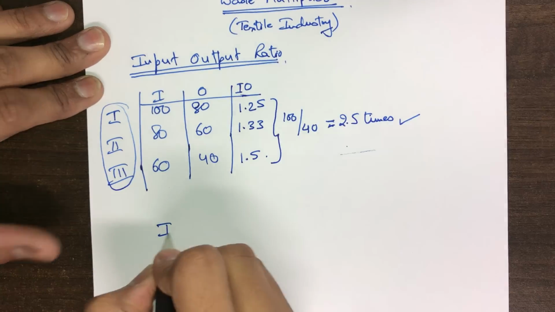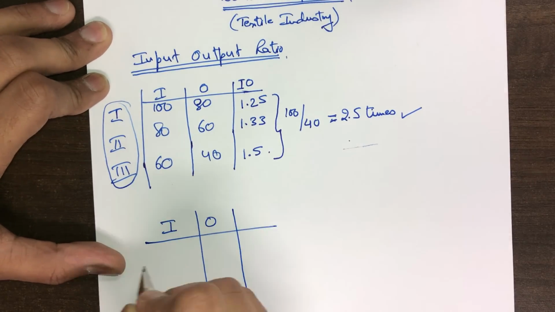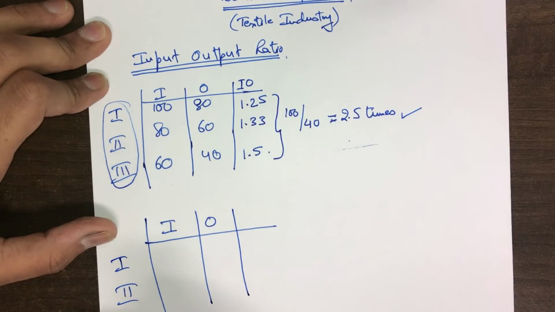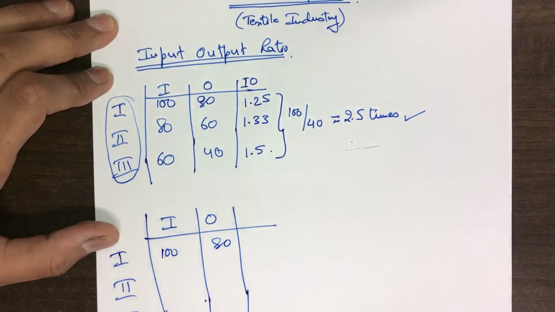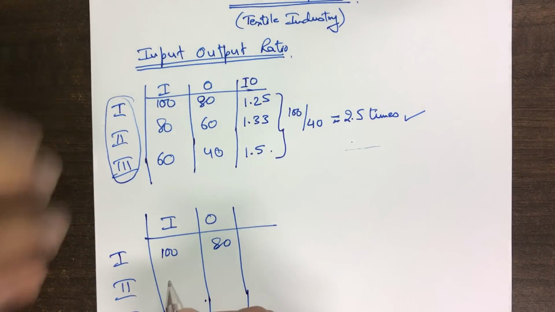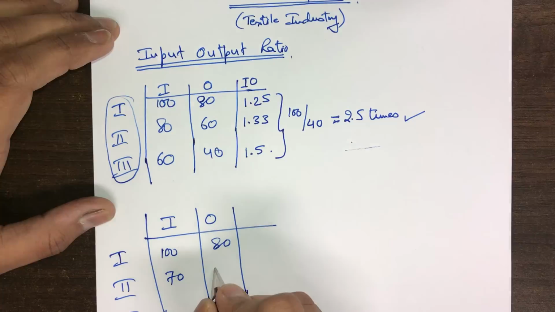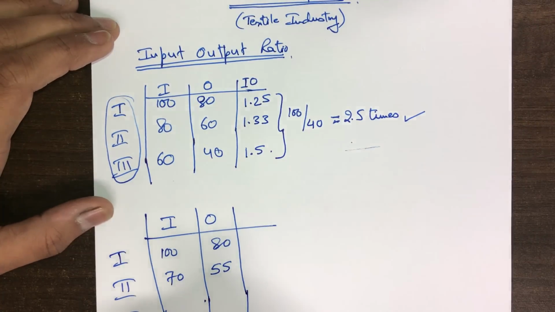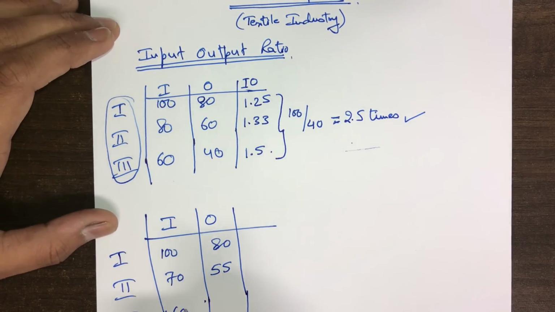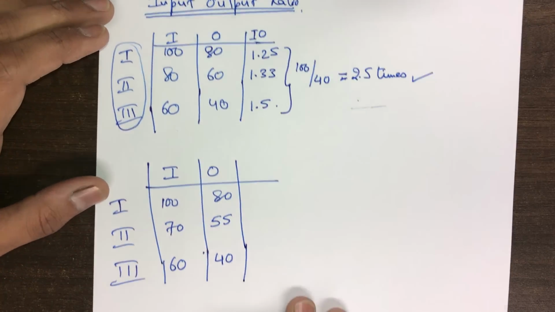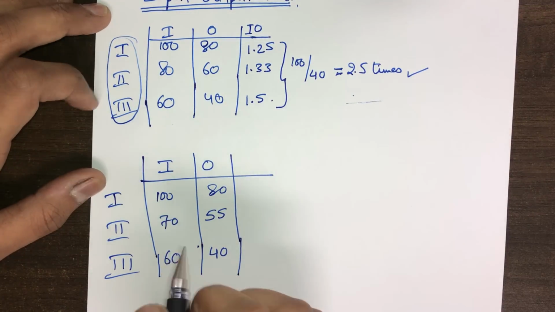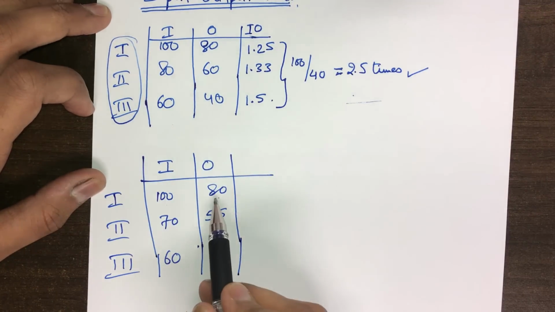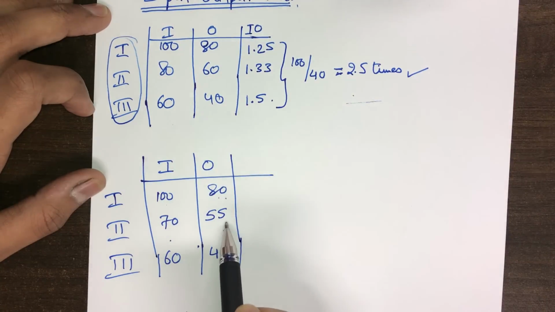Now let me change my question. Let me use another set of numbers. This time I have 100 units, which gives me output of 80 units. Then I have 70 units, which give me an output of 55 units. Then I have 60 units, which gives me an output of 40 units. This is another illustration which I am discussing with you, and I have different numbers. I have 100, output is 80. For process 2, this 80 becomes 70, output is 55. 55 becomes 60 and output is 40.